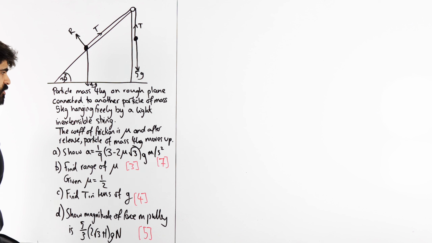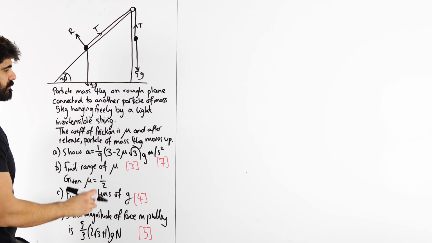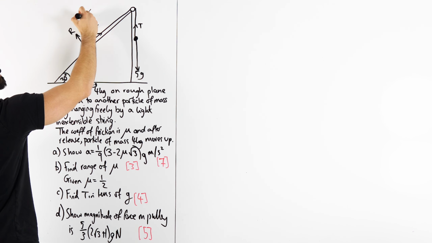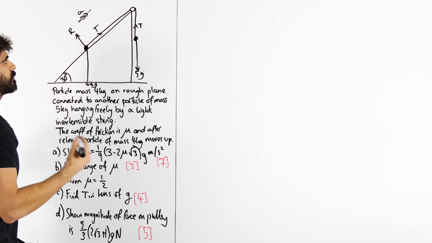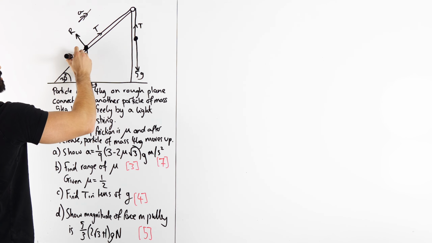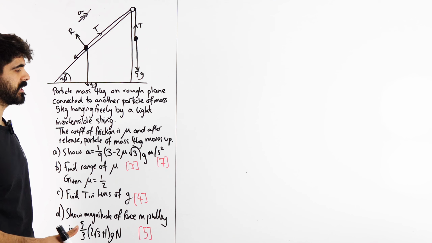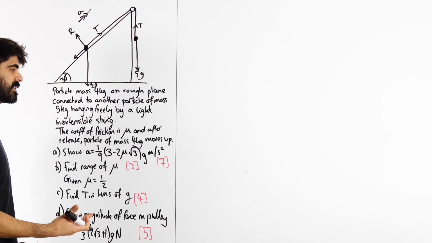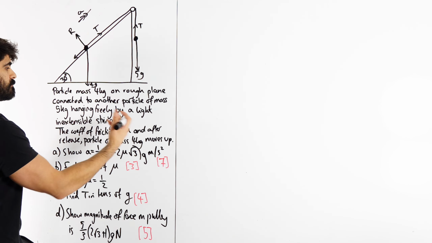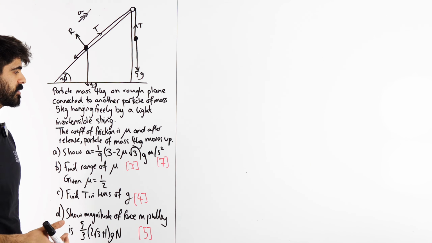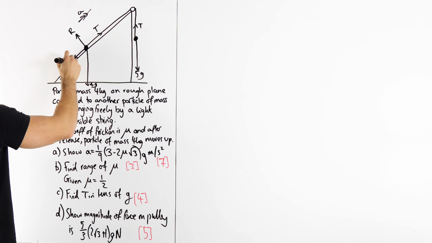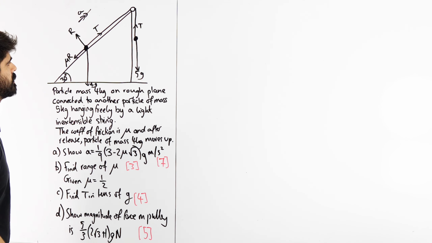The coefficient of friction is mu, and after release, the particle of mass 4 kg is moving up. So it's accelerating this way, so that means friction is going to oppose it. Now remember, the question I always ask you guys to ask yourselves is, friction, is it at its maximum or not? Well, because it's moving, friction has to be at its maximum, so we're going to use mu R. Okay, show that the acceleration is this for 7 marks.